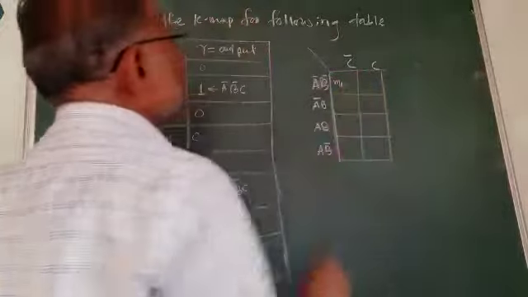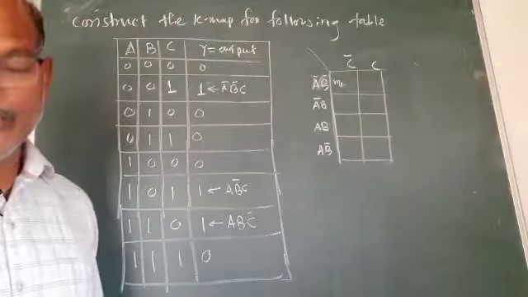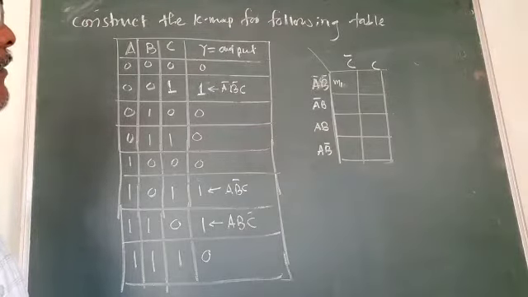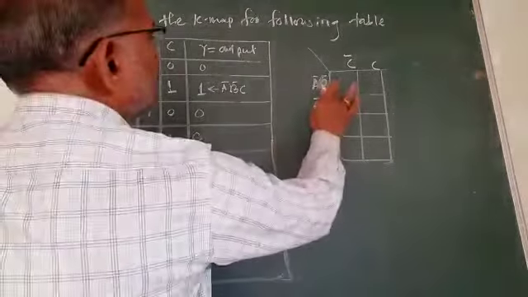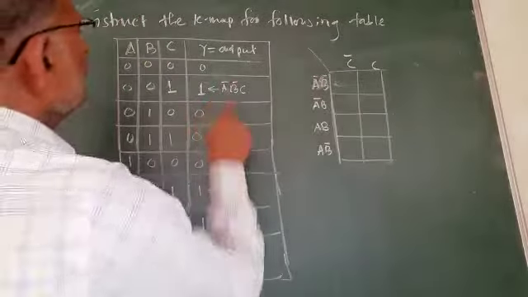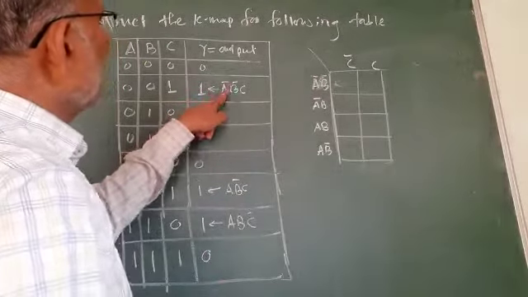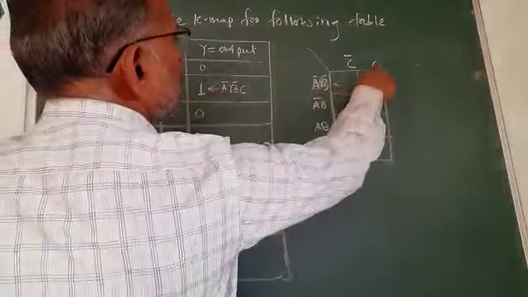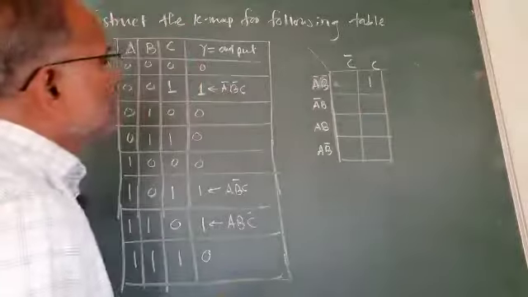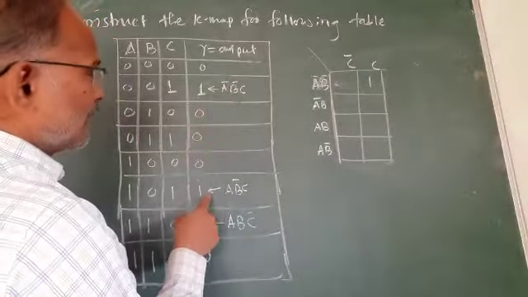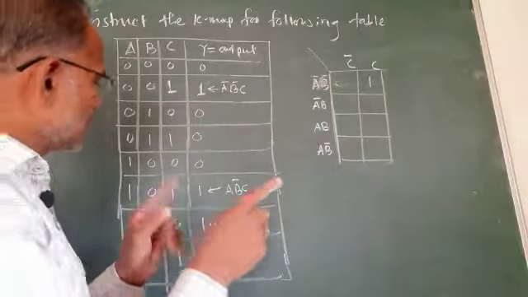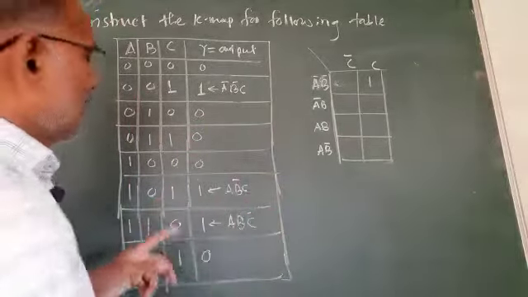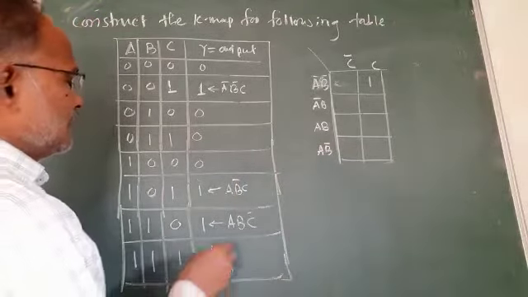m1. I am just writing 0 and 1. So if suppose we are having this fundamental term, which one? This one. So a bar, b bar into c. Here a bar, b bar and c. So we can write 1 here. Now remember, for those fundamental products, output is 1, and we can write 1 for that.